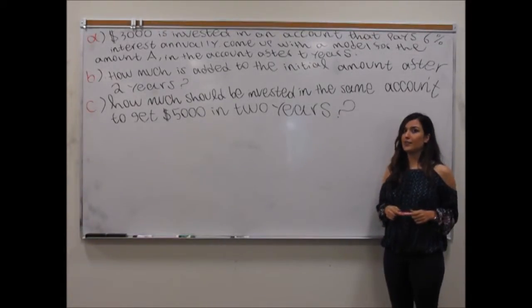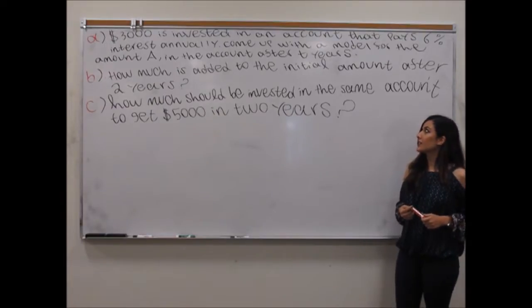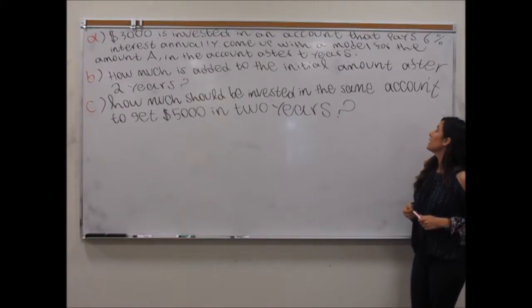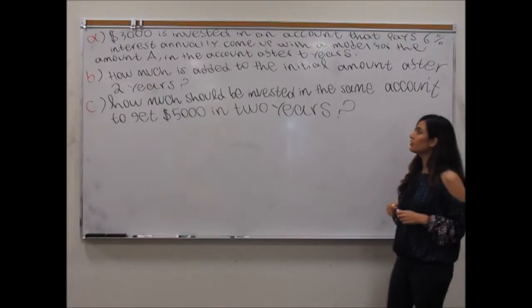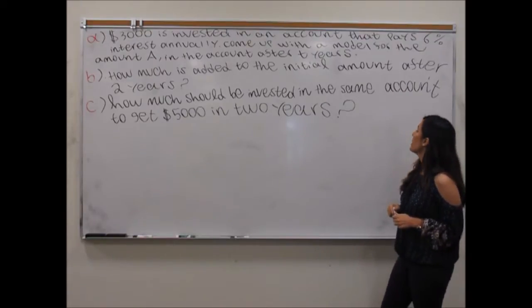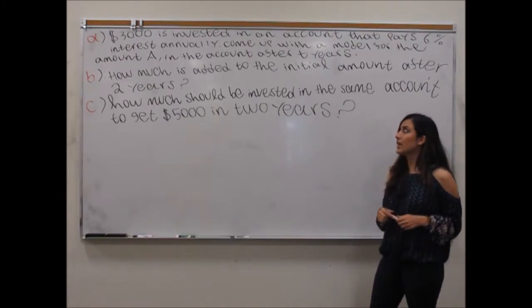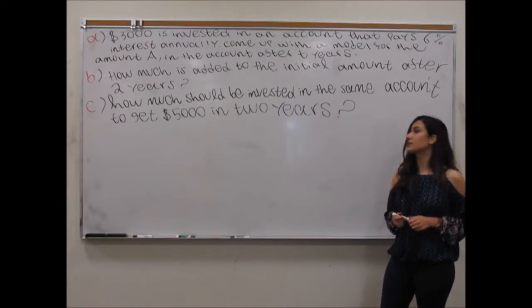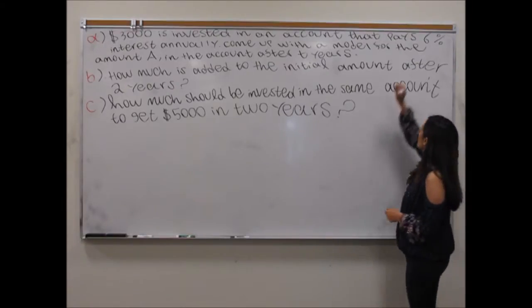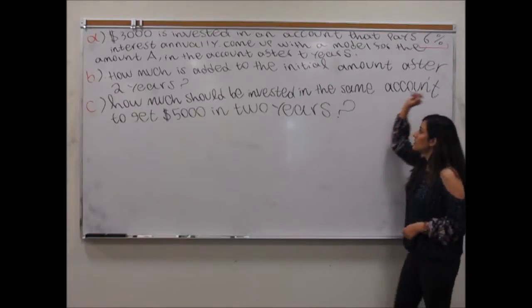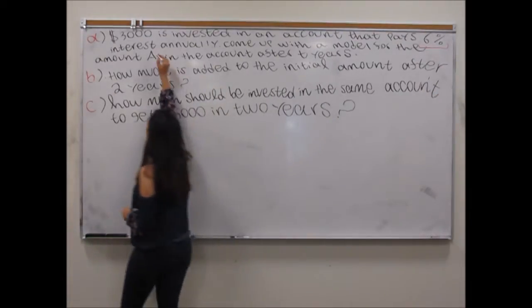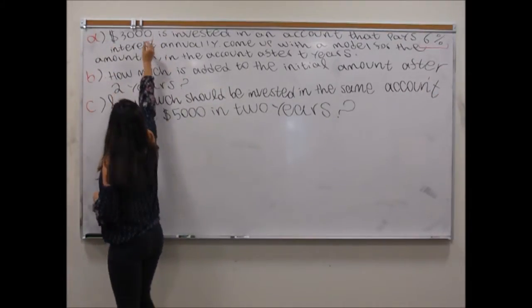Alright, here we have another question. $3,000 is invested in an account that pays 6% interest annually. Come up with a model for the amount A in the account after T years. After 2 years. So this is the percentage and this is the initial amount that we started with.